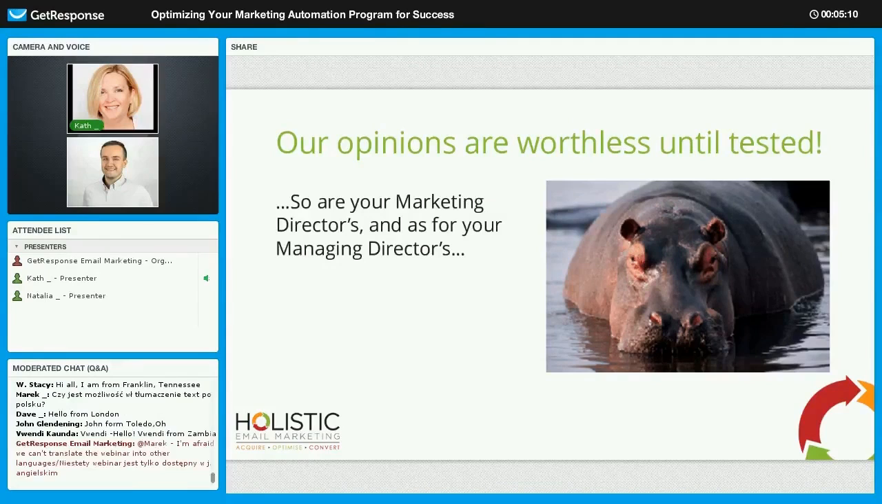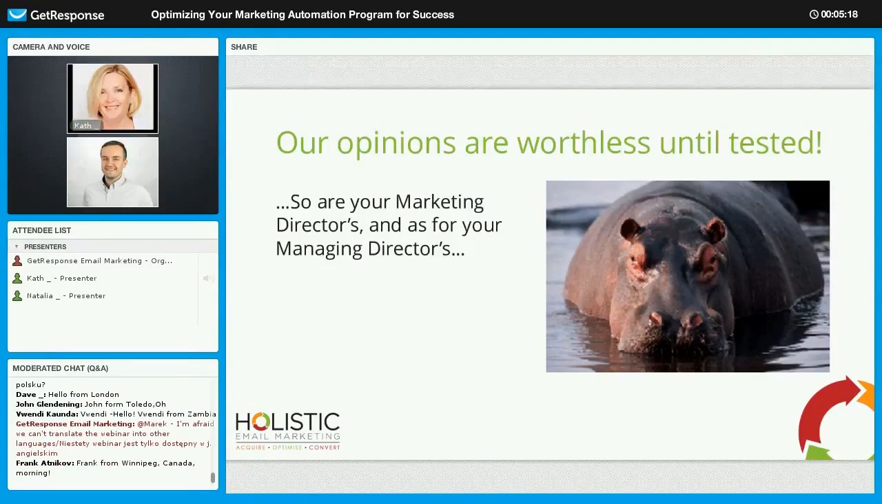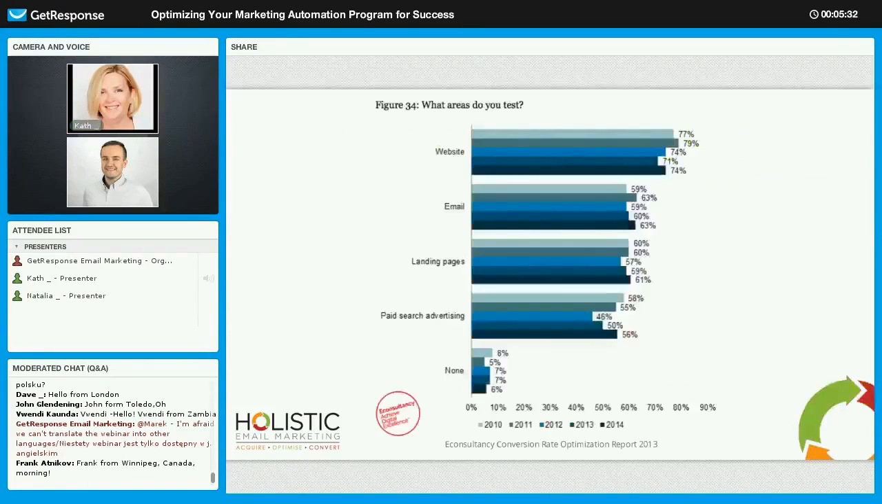So we have to understand that our opinions are worthless, and so are our marketing directors', our CEOs' and our managing directors' and everyone like that. So this is the main reason why we need to be testing, because it doesn't matter how well you know your audience, how well you know your product, it still does not guarantee that you will know what the answer is until you actually perform that test.